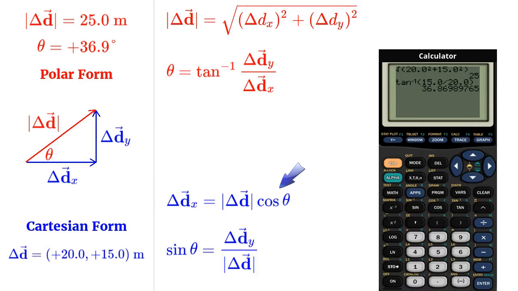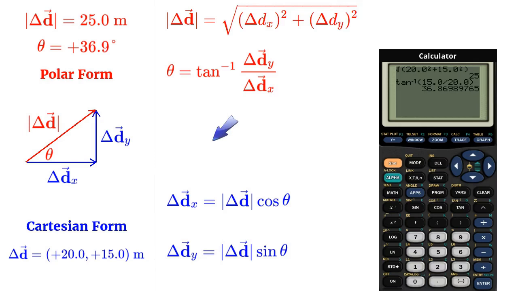For the sine equation, we're going to do exactly the same thing. Since it's the y component that we're trying to solve for, we're going to have to multiply both sides by the magnitude, and so the y component is going to equal the magnitude multiplied by the sine of theta.